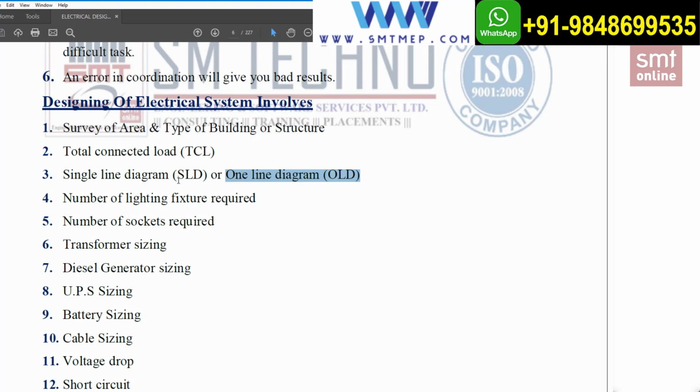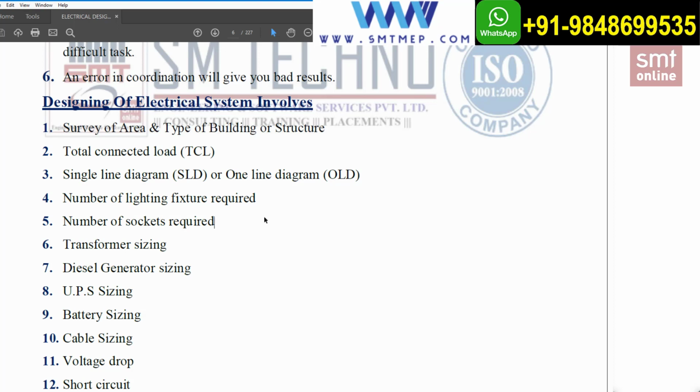Both are same. So with respect to this single line diagram, we will get to know how many feeders we are getting, what is the length of the feeder, what is the value of the short circuit on that particular feeder, etc. All those parameters are mentioned in your single line diagram only. Next, we have to find the number of lighting fixtures, based upon the lumen output of the lamp and the lux requirement, with respect to the concept which we get from the NBC department.